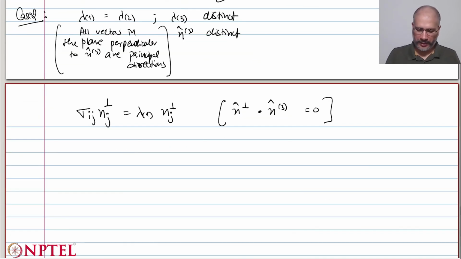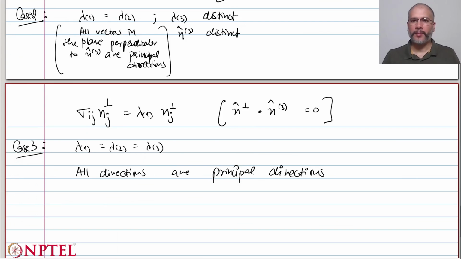And finally, in case 3, we have all principal stress values repeated. So lambda 1 equals lambda 2 equals lambda 3. And in this case, all directions in our right-handed Cartesian coordinate system are principal directions. That is, if I write sigma ij nj for any vector n, this comes out to be lambda 1 times nj.